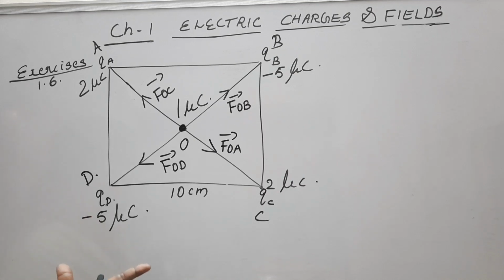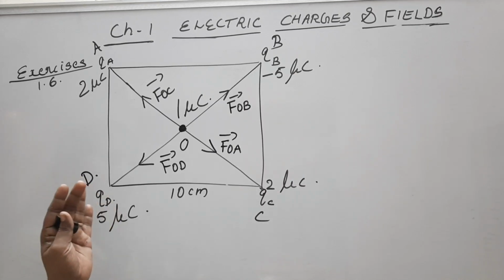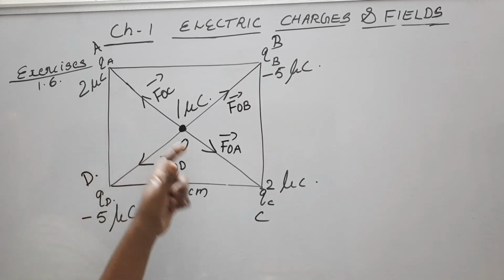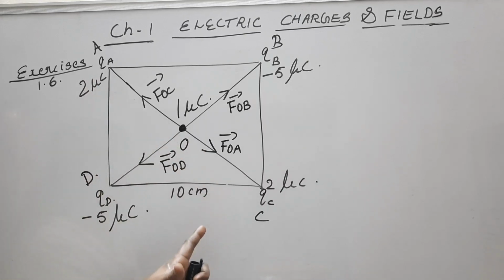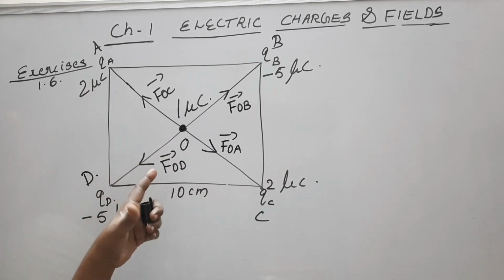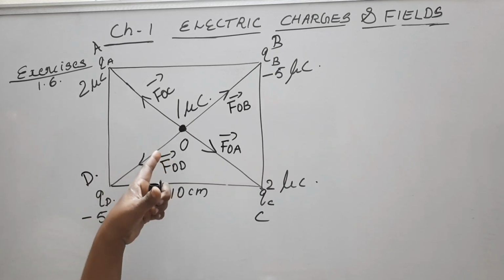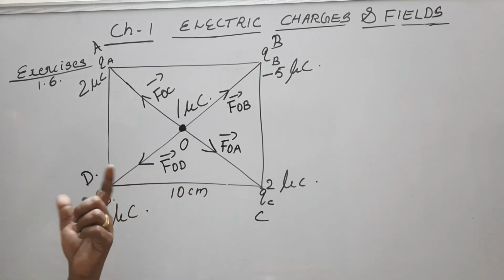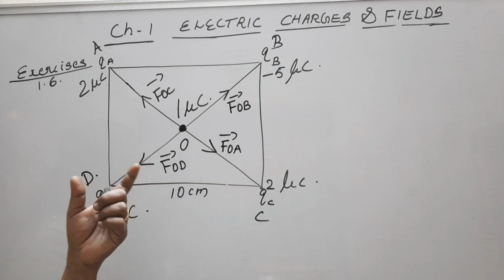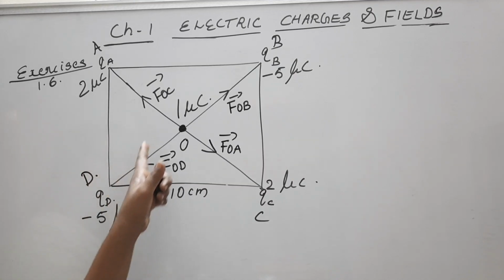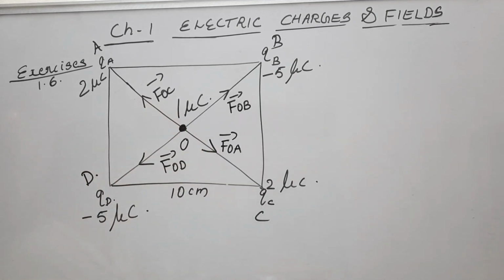Now we need to find the sum. Finding the vector sum is very easy here because two pairs of forces are opposite in direction. So it's enough to find the resultant of each pair first, then add the resultants. First let's find FOC and FOA.